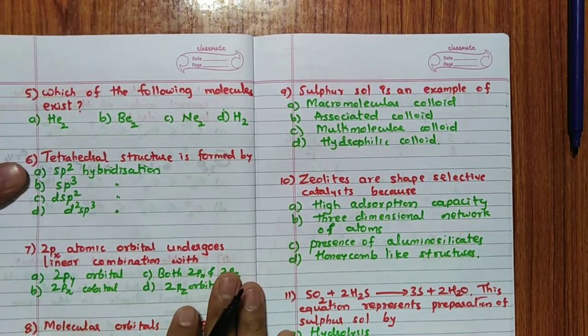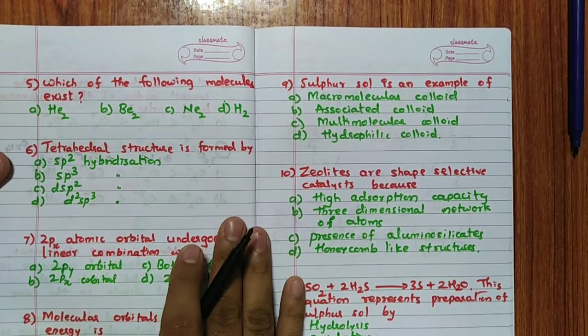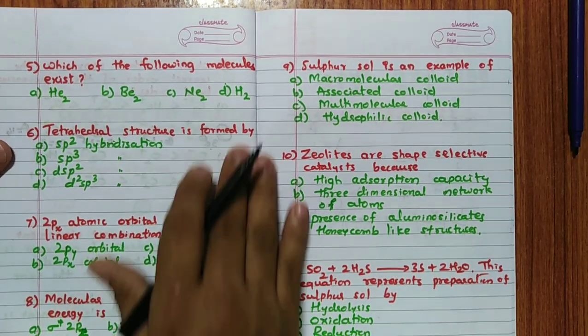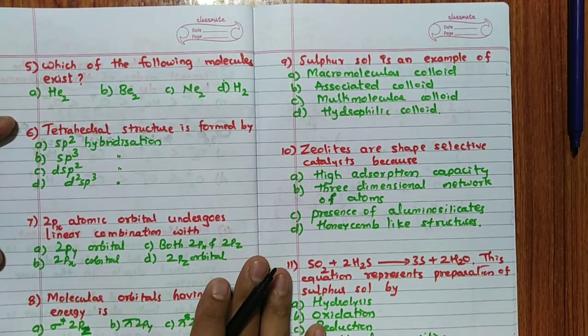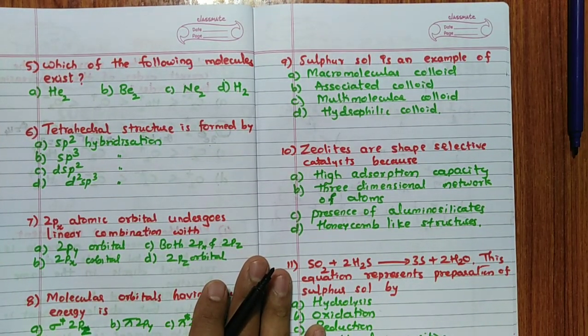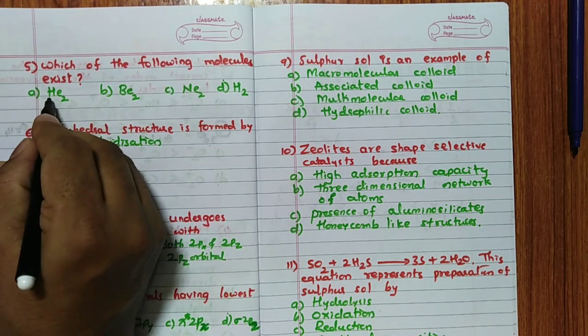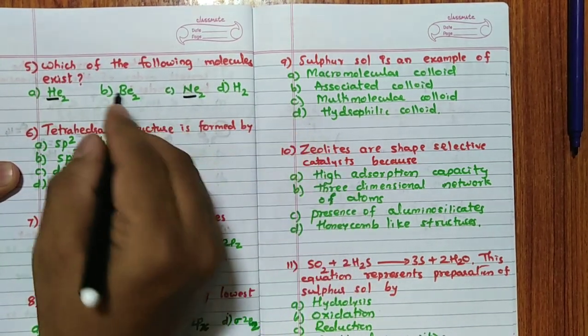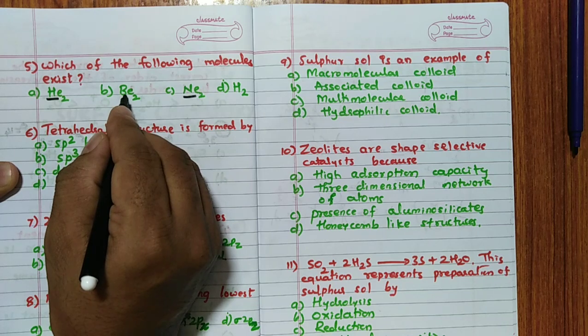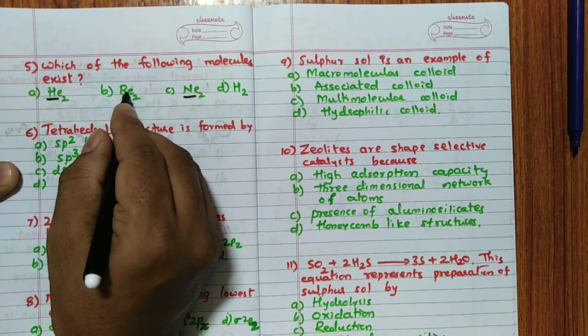Which of the following molecules exist? That is what they are asking. We know that noble gases are monoatomic, so definitely this and this will never exist. And here you can see 4 electrons are there in total, so 8 electrons are there.